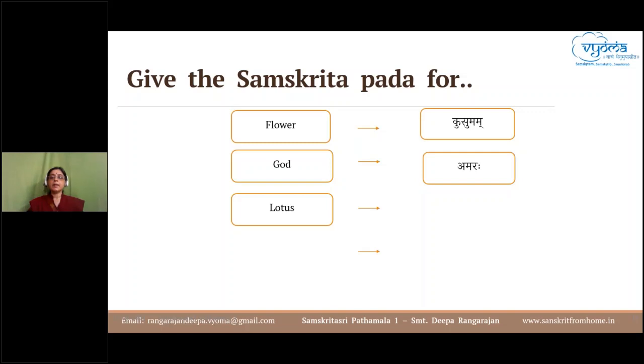Kamalaha. It is Kamalam. It is a Napumsakalinga word with m as the ending. Excellent. Next. A board. Very good. A board is Shala with an Akara ending. It is a Strilingam word. Dhanyawadaha Mahodaya.